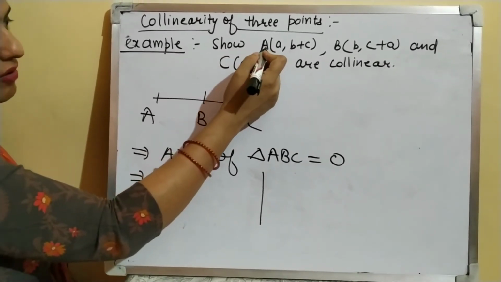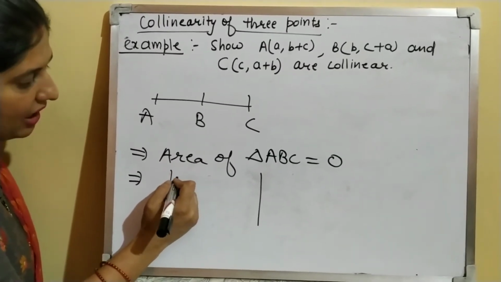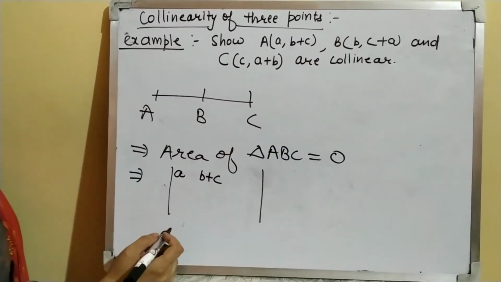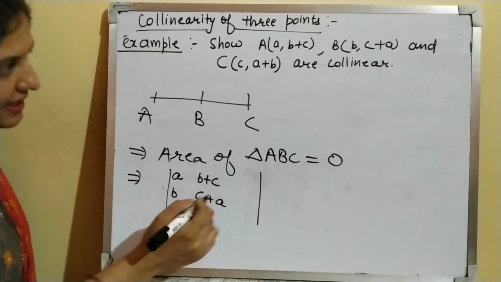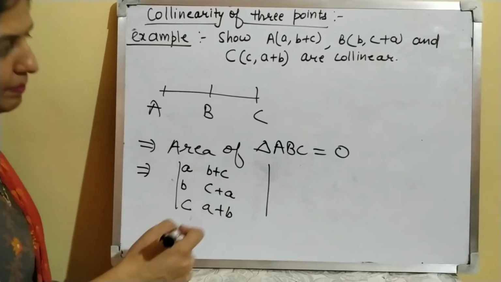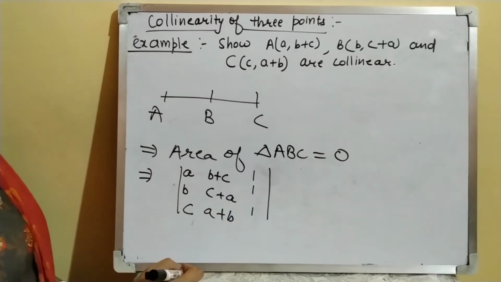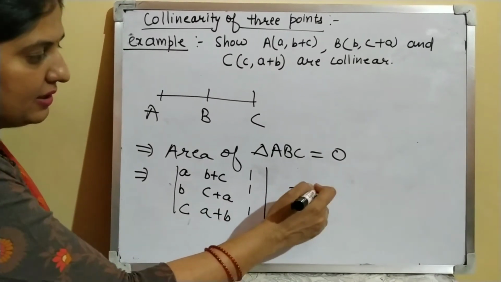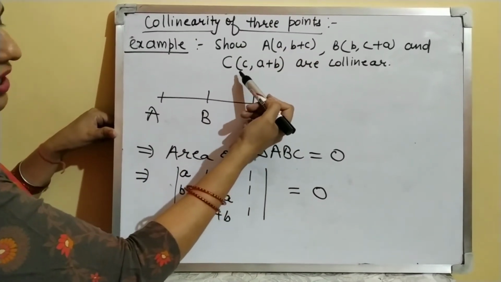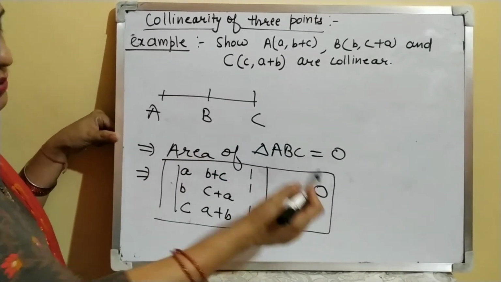So the coordinates of the points A, B and C. Coordinates of point A are a and b plus c. Coordinates of point B are b and c plus a. Coordinates of point C are c and a plus b. And all the entries in the third column are 1, 1, 1, is equal to 0. So for checking the collinearity of 3 points, we have to check that the value of this determinant is equal to 0.